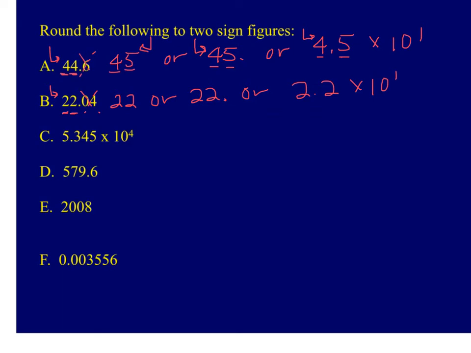So on letter C, we want to round this one to 2 significant figures. Now, we just said above that if you see the scientific notation part of it, it is part of the number. However, it's not part of counting the significant figures. So you can just kind of overlook that for just a moment. So when we keep these significant figures, we're going to keep the 5 and keep the 3. And then we would want to get rid of the 4 and the 5 because that would be too many. So we would keep it as 5.3, 2 significant figures, times 10 to the fourth.